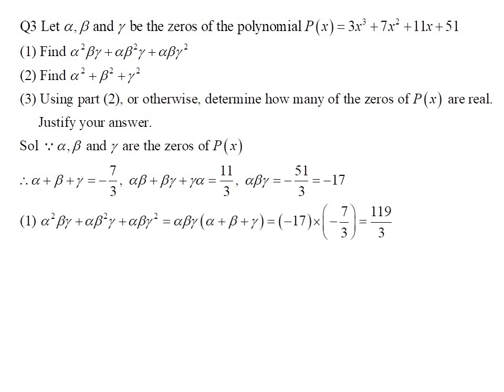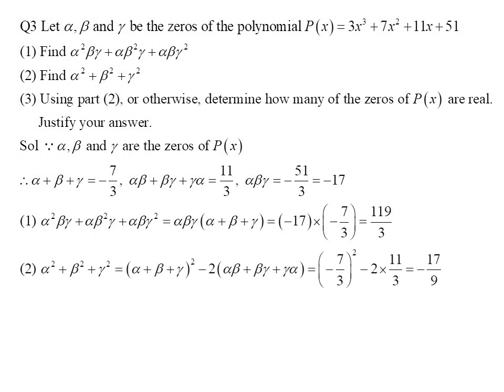So, for the first question, we take the common factor alpha beta gamma from the three terms, and we can substitute the values: -17 multiplied by -7/3, which equals 119/3. As for the second question, the sum of alpha squared, beta squared, and gamma squared equals the squared sum of alpha, beta, and gamma minus 2 times the sum of alpha beta, beta gamma, and gamma alpha, which is equal to -17/9.